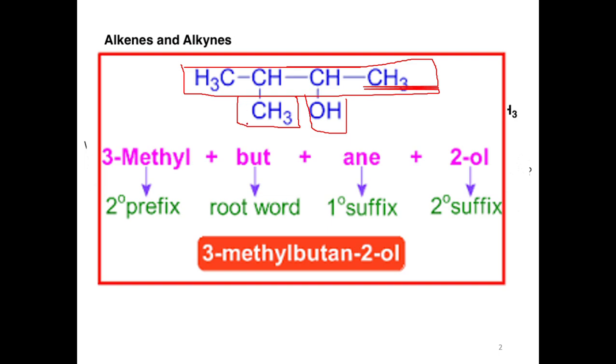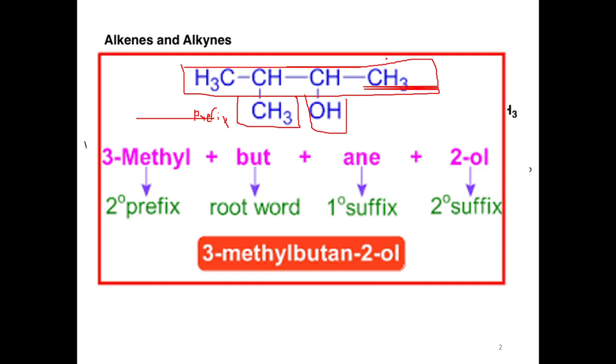So now we will start giving numbering from the prefix, because substituents are used as a prefix. Prefixes are always written first. So here we will write the methyl group name, but before writing the prefix we have to give the numbering to the carbon atoms.